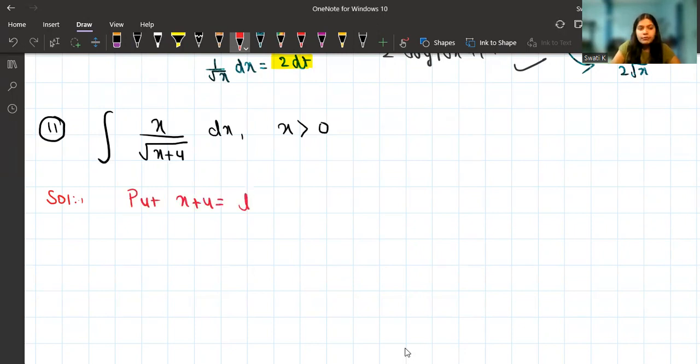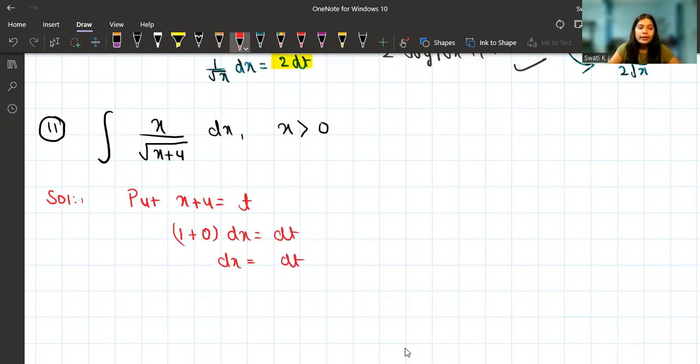If x plus 4 equals t, then if I take the derivative on both sides, this will become 1 because the derivative of x with respect to x is 1. The derivative of 4 is 0, so 1 plus 0, and then of course dx, and this is dt. So 1 plus 0 is 1, 1 into dx is dx. So it is dx equals dt, right?